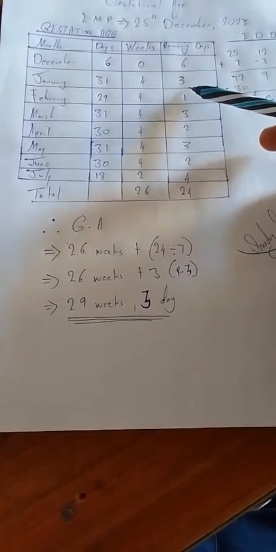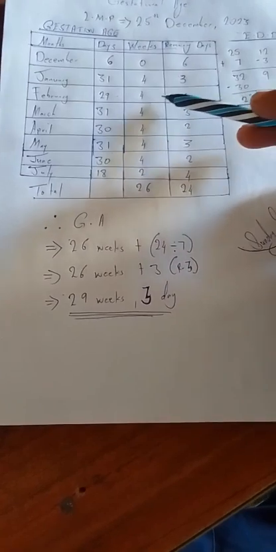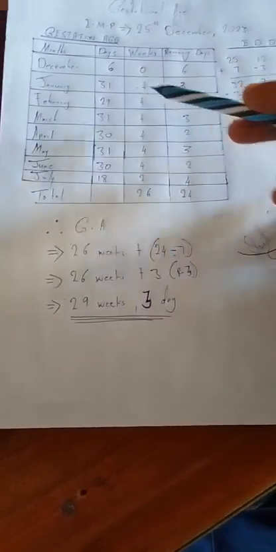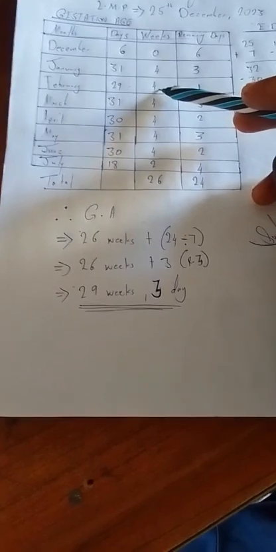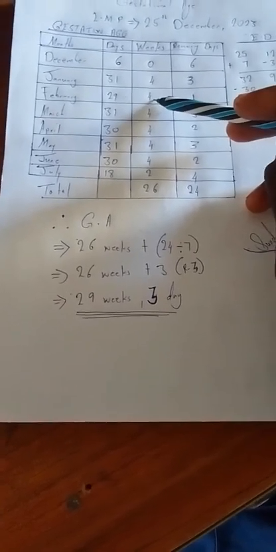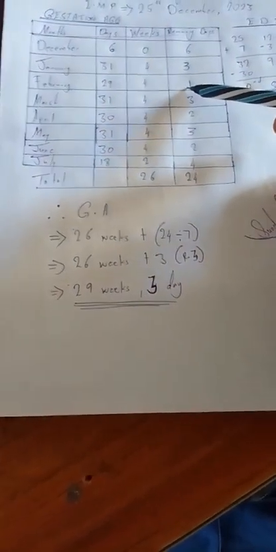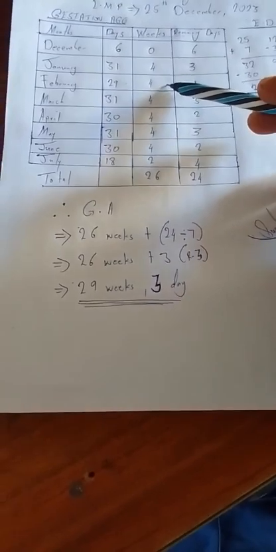From there, we go to the next month, which is February. February had 29 days. In 29, we have how many weeks? We have 4 weeks, so write our 4 here. In 4 weeks, we have how many days? We have 28 days, so we have to subtract that 28 from 29, and we get 1.